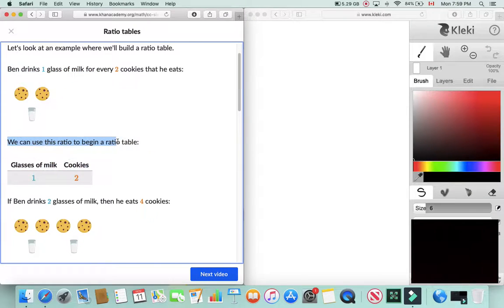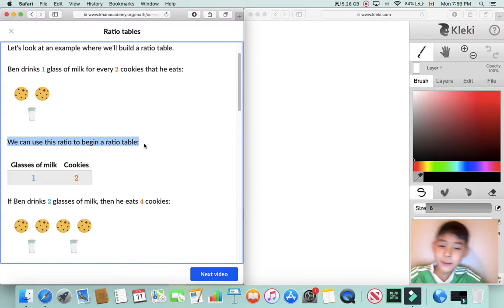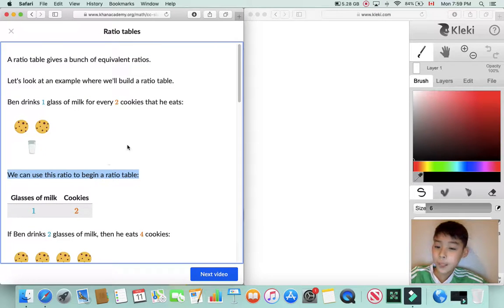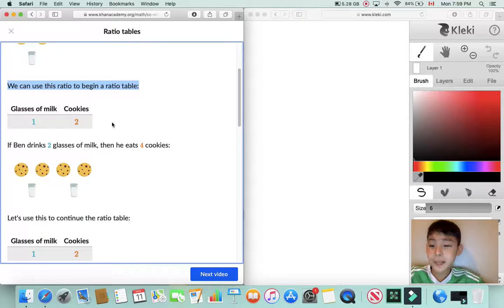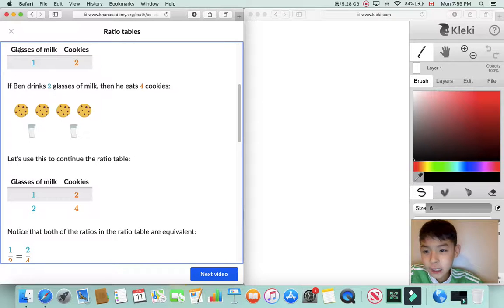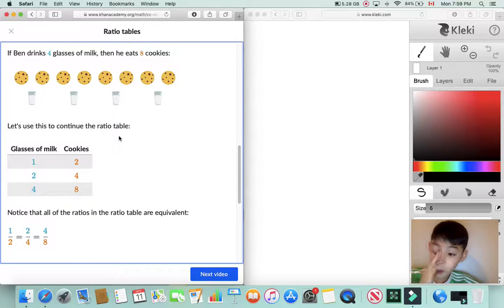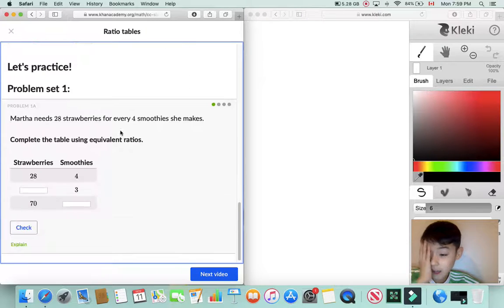We can use this ratio to begin a ratio table. A glass of milk to cookies, 1 to 2. If Ben drinks 2 glasses of milk, then he eats 4 cookies. So that's 1, 2, 4. Yeah, 2, 4, 6, 8.